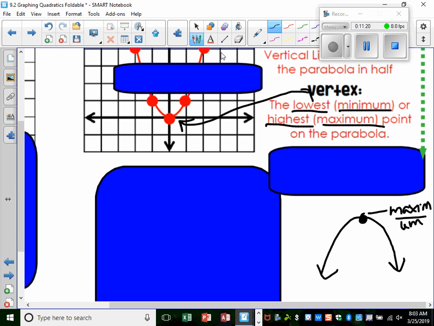All right. So, I mean, it makes sense. If it's dipping this way, then that's the lowest point of the parabola. If it's going downward, then that's the highest point. So that would be called your maximum point. That just makes sense.